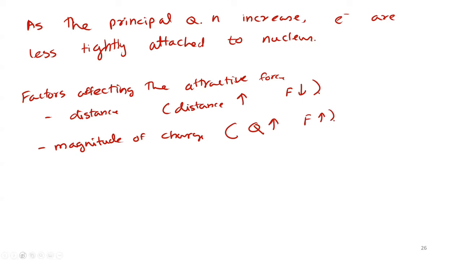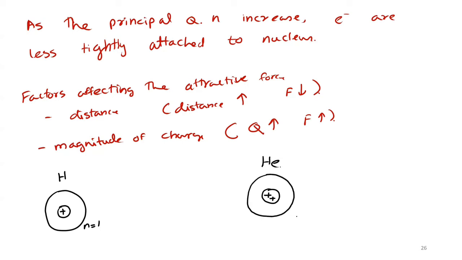Let's take two examples. Let's take hydrogen versus helium. In hydrogen, you have only one proton, and you have the n equals 1 level. And in the case of helium, you have two protons, but you still have the n equals 1. So let's take the electron in hydrogen and the electrons in helium.